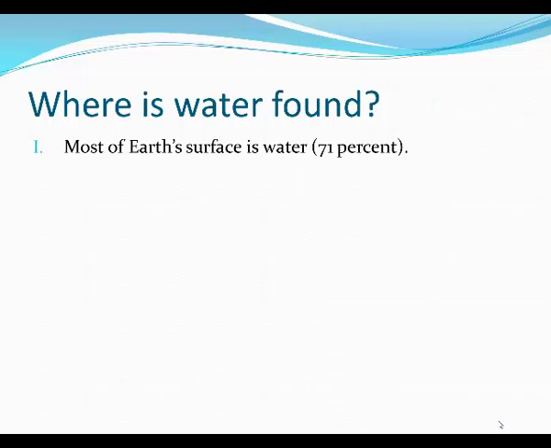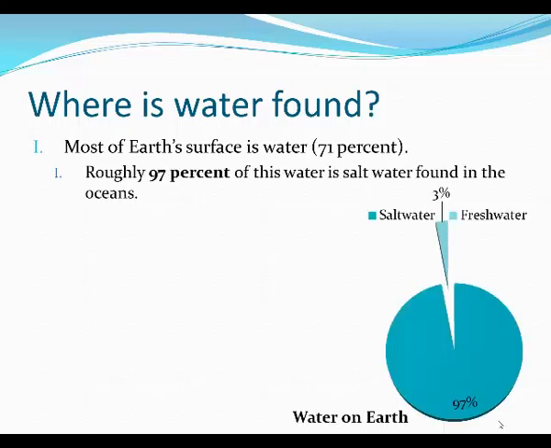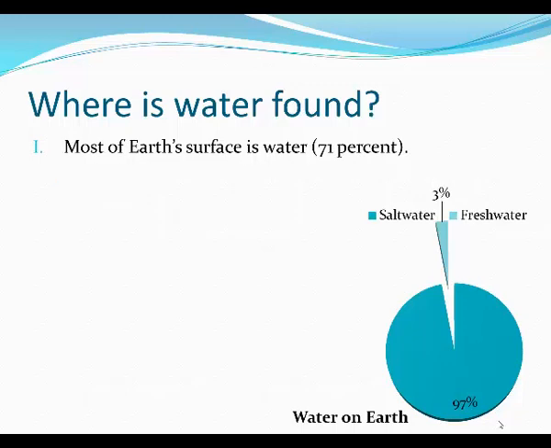Most of the Earth's surface is water, so most of it is found on our surface. About 71% of our planet is covered by water, and most of that water is salt water found in the oceans. Roughly 97% of the water that we find on our planet is salt water. Only 3% of that water is fresh water.